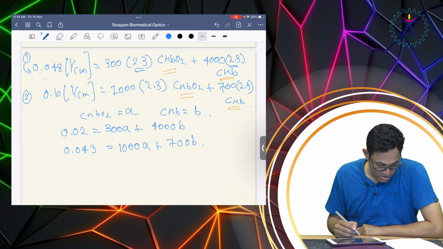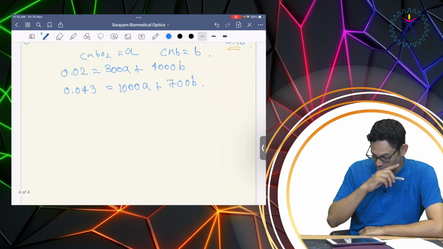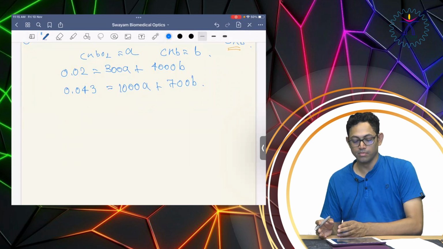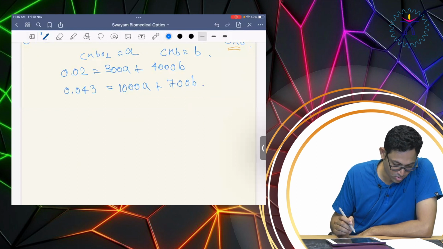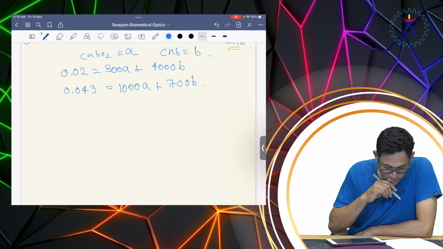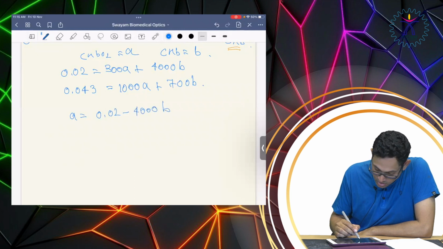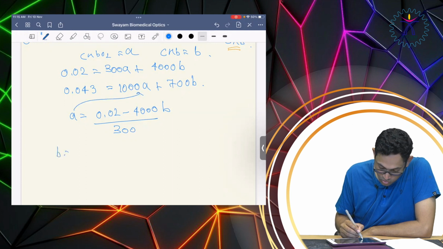It is very simple to solve these two equations. You can either multiply or put A as a function of B and substitute. If you solve them, you will find that A is nothing but 0.02 minus 4000 B, divided by 300. Now you put this A into the other equation and you can find B. You will find that B is equal to 0.13 times 10 power minus 5.